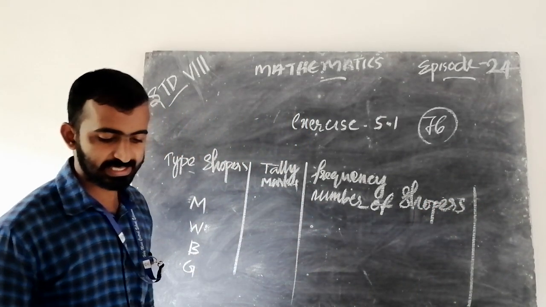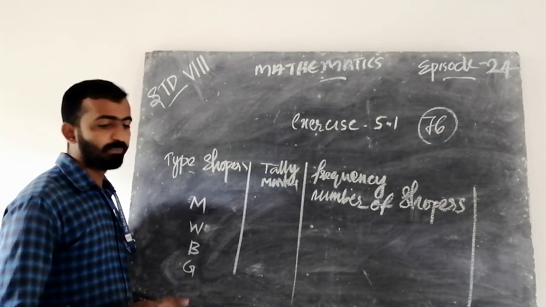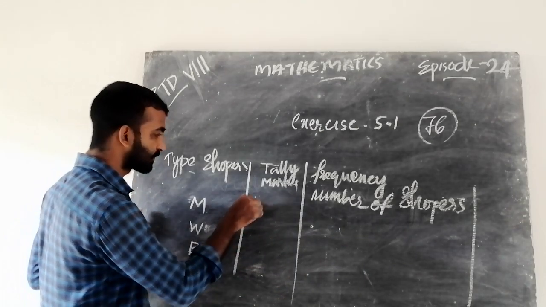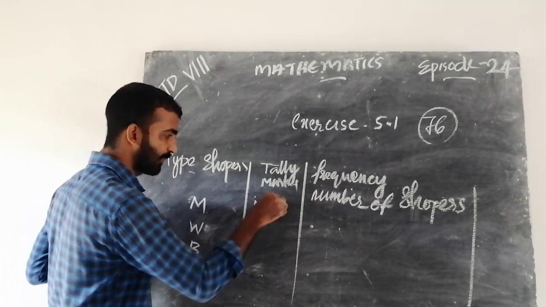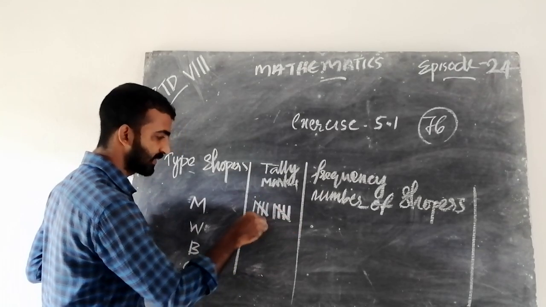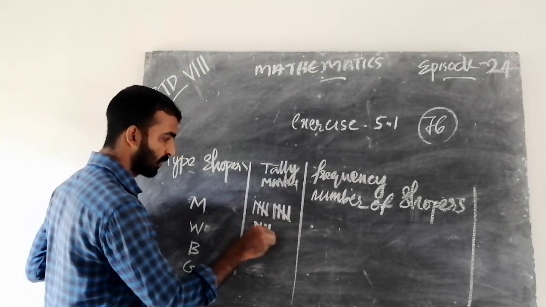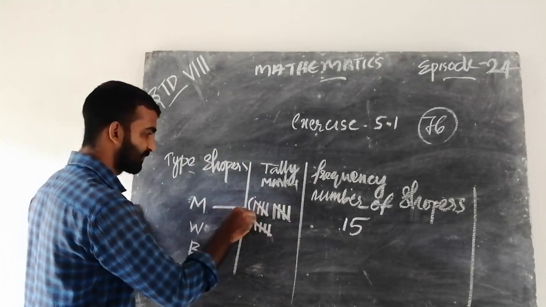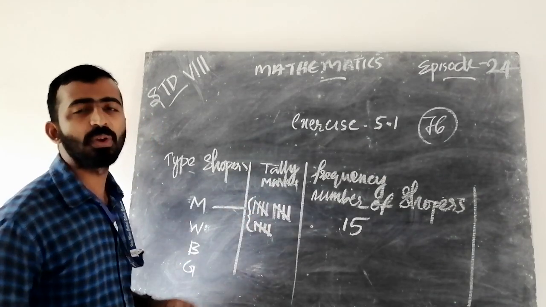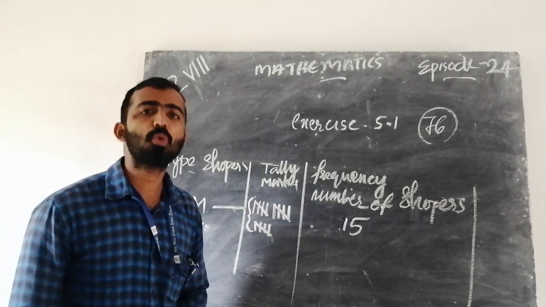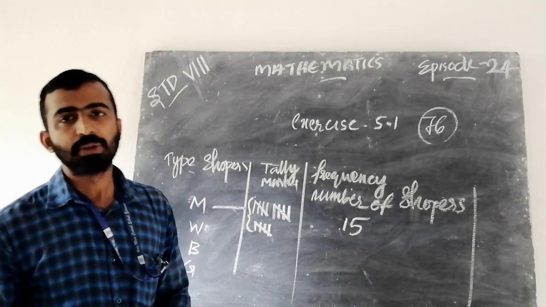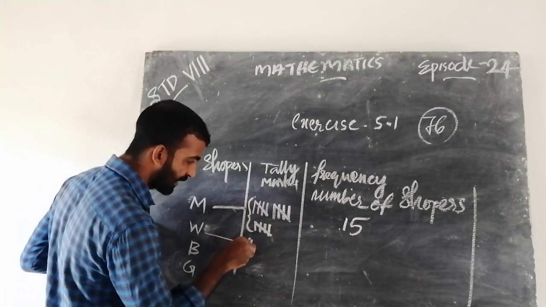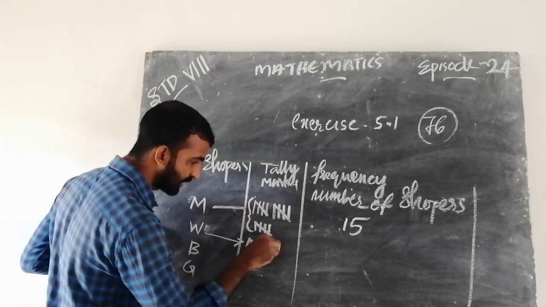First, man. Looking at our textbook according to the question, we get 5, 5 and 5. That is, the frequency is 15 for man. And next is woman. For woman we count 1, 2, 3, 4, 5.